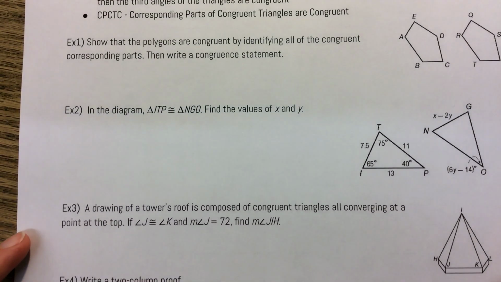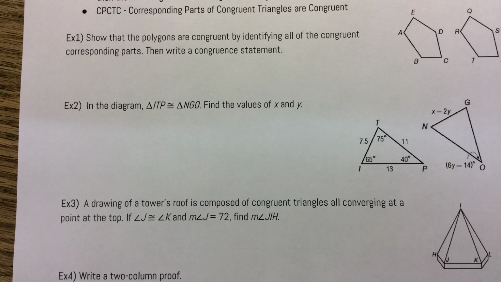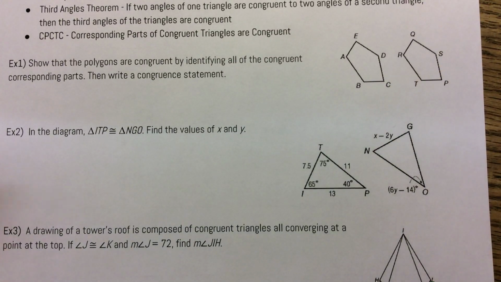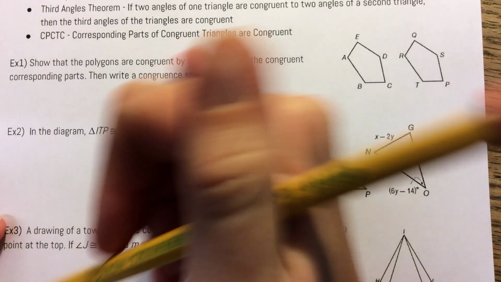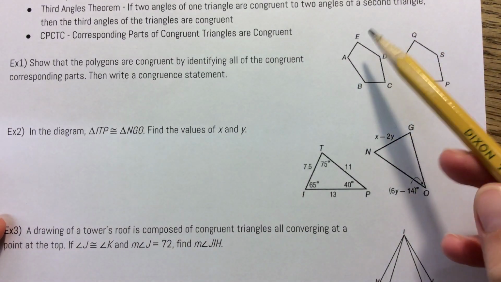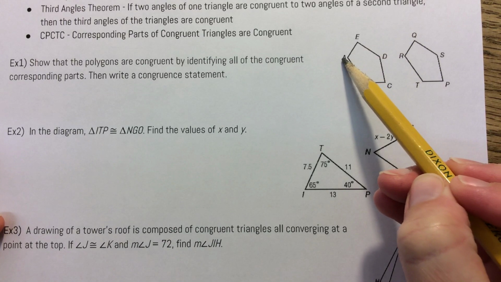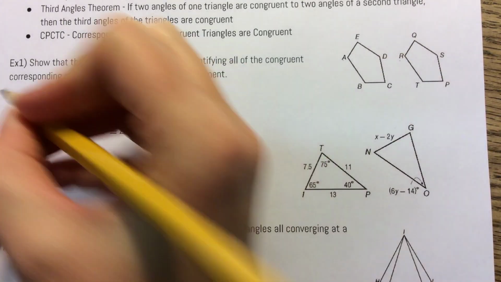So the first example says show that the polygons are congruent and identify all the congruent and corresponding parts, then write a congruent statement. Here we got kind of lucky because these are oriented the same way, so it's easy to tell which pieces are congruent. So I'm going to label the parts that are congruent here. So A is congruent to R.